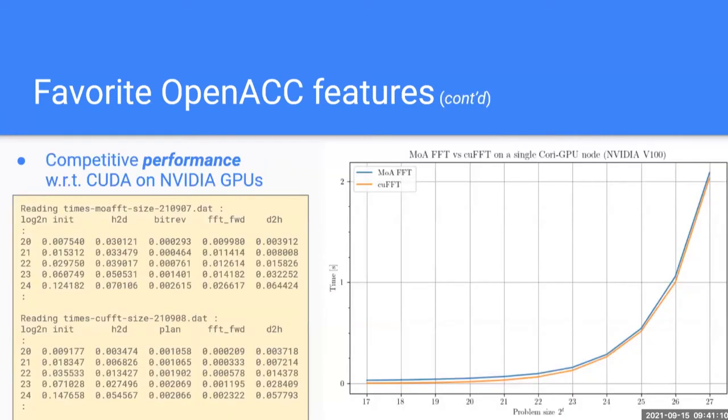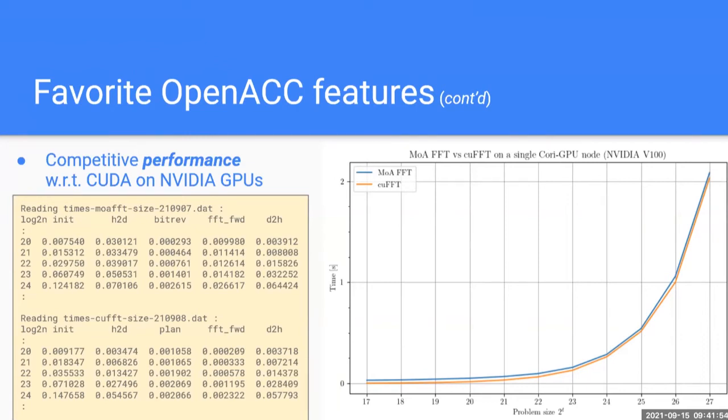We are proud to say that we achieve competitive performance for the total runtime of the FFT with respect to cuFFT, the library that CUDA provides for FFT. The timing is performed in five parts: the initialization of the data on the CPU, then sending it to the device, then the planning phase or the bit reversal phase, depending on the cuFFT or MOA FFT version, then the actual time needed to perform the forward transform of the fast Fourier transform, and finally the time needed to move the data back to the CPU.